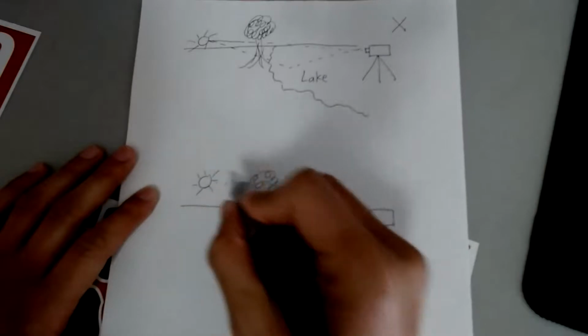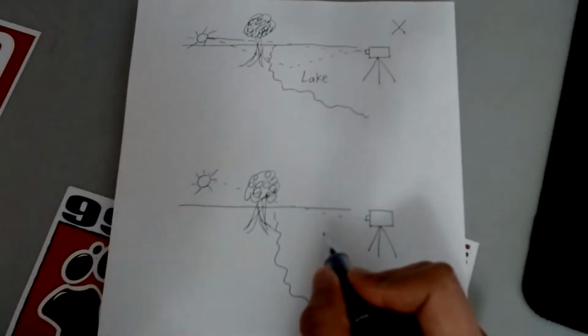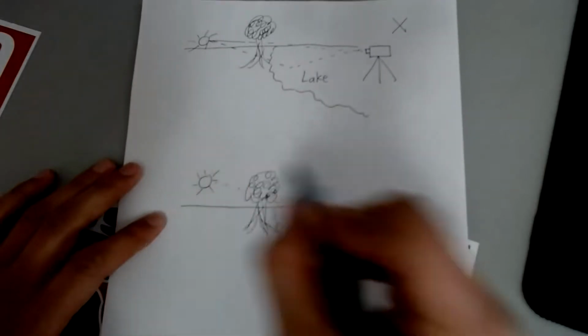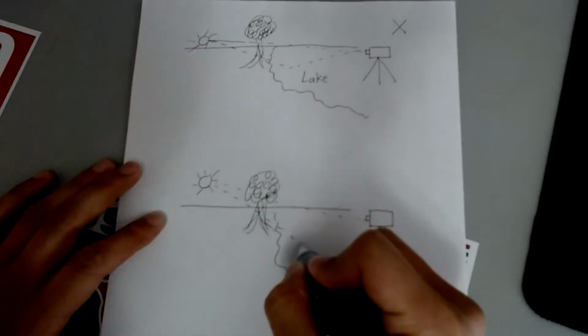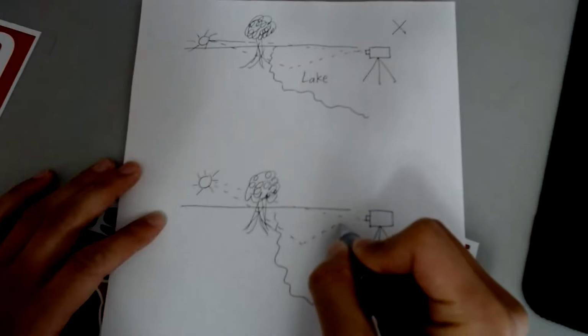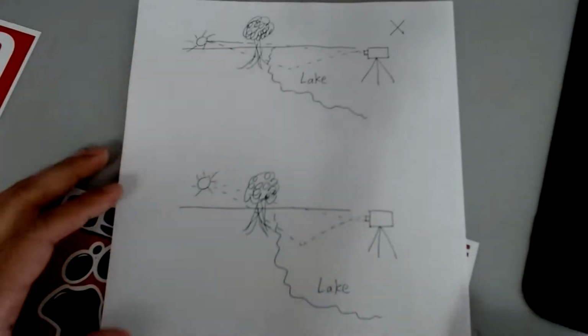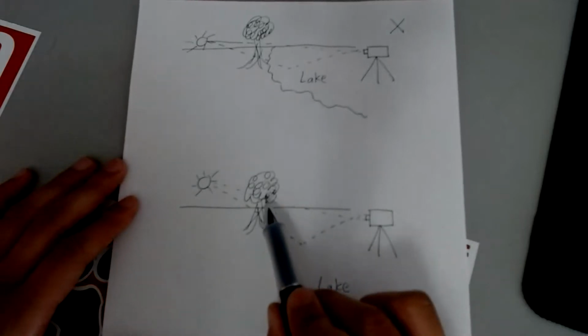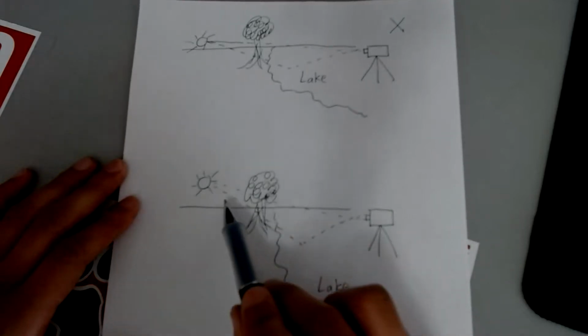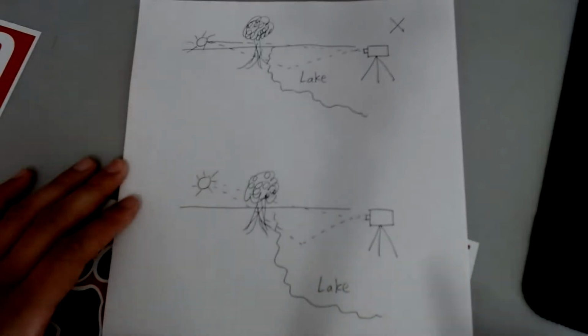So again, light's coming all over the place out from the sun. But the part that we care about is that one ray that hits the lake and goes up to the camera. All right. So actually, this seems to work out because one of the images is blocked out by the tree. One of the images is not blocked out by the tree.